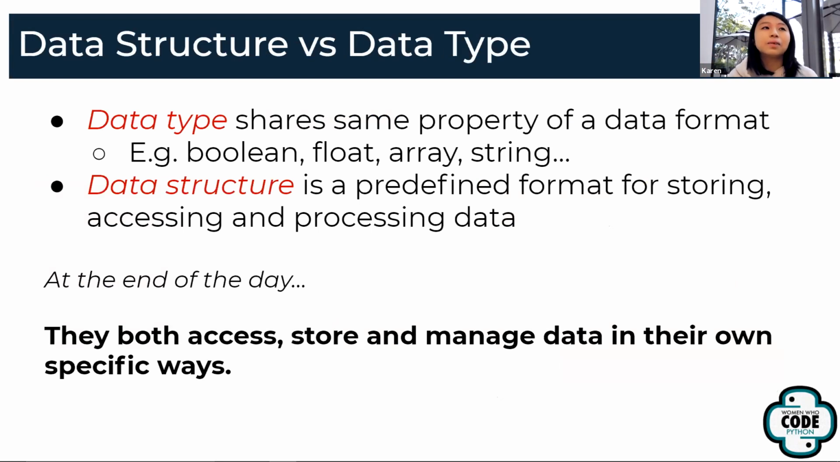Now, when I talk about booleans and strings, you might say, wait, this is not a data structure, I heard it as a data type. On the previous beginner series, we used the term data type a lot. So a little clarification on what a data structure is and what a data type is. A data type shares the same property of the data for a purpose, whereas a data structure is a predefined format, a sequence of structure, for accessing and processing data.